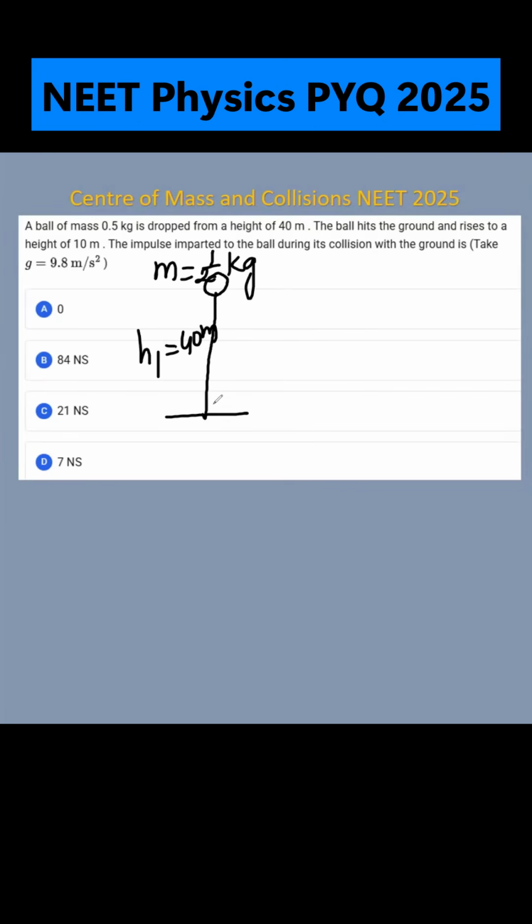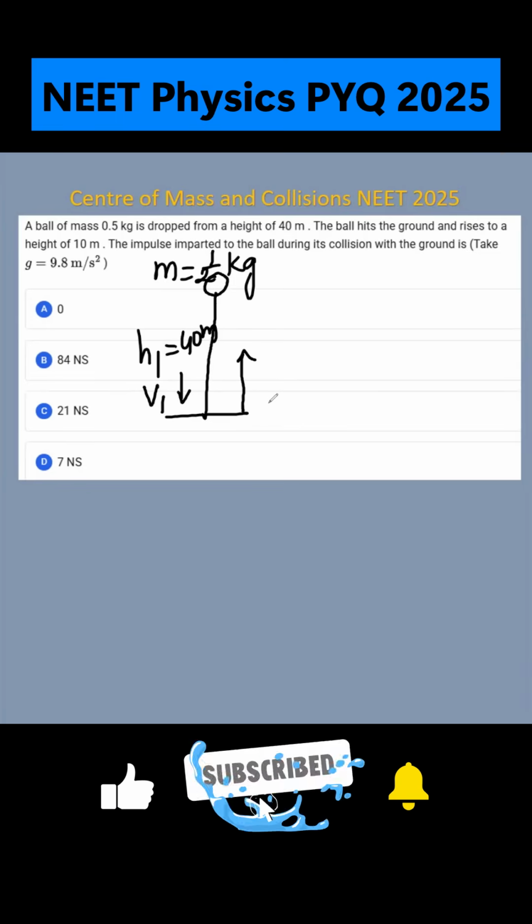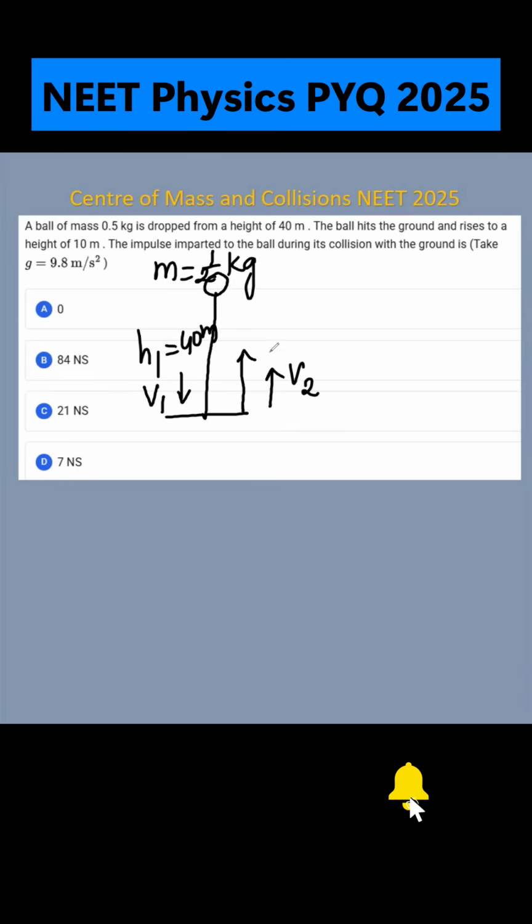Now, next, after collision, it moves upward. Initially the velocity v1 is downward, but after collision, it would be an inelastic collision. So it would move with a velocity v2, because it is not rising to the same height of 40 meters. It will rise to a height of 10 meters.